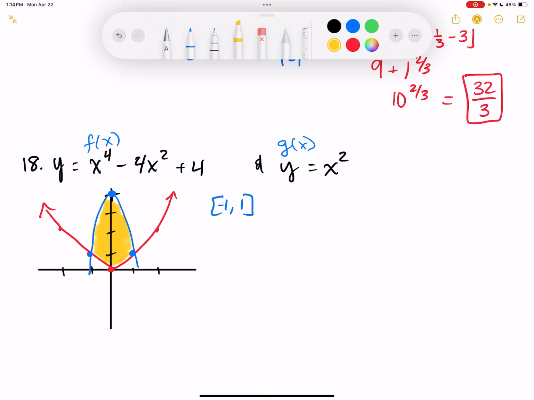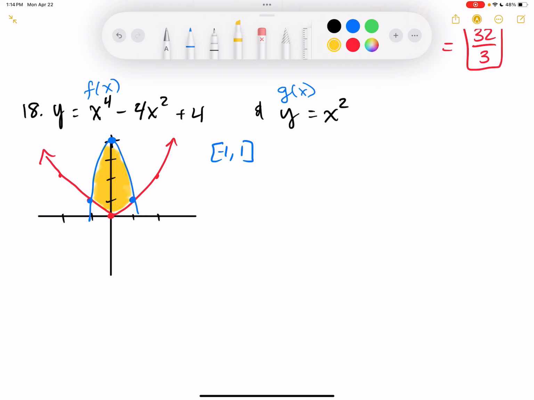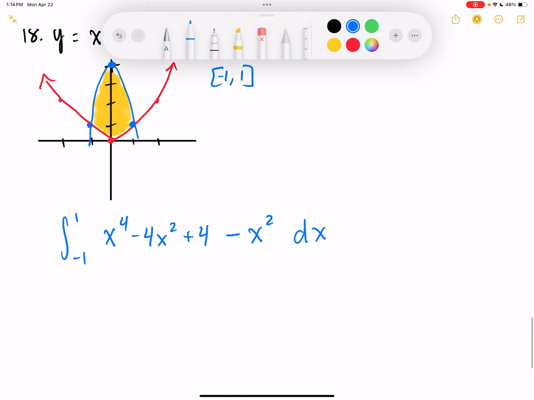So, integral from -1 to 1 of x to the fourth minus 4x squared plus 4 minus x squared dx. Now, before I integrate, what do you think I should do? Combine like terms. So -1 to 1 of x to the fourth minus 5x squared plus 4 dx.